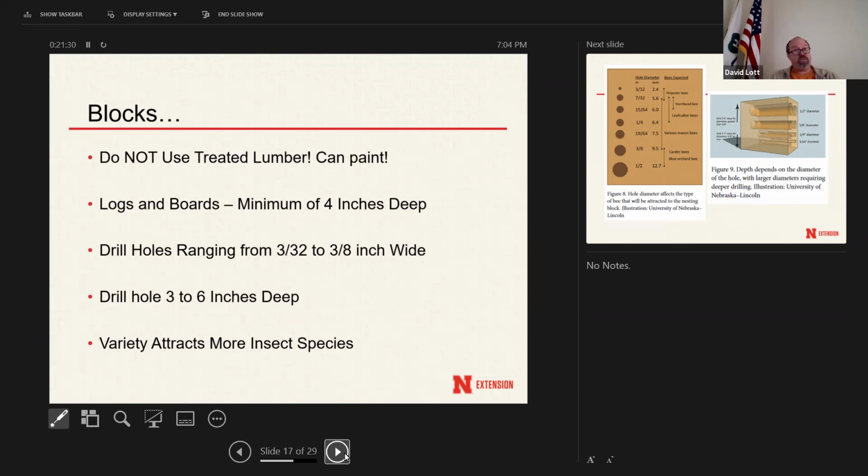And you vary the hole depth from 3 to 6 inches deep. So preferably, we would like to go 6 inches. So you would have some 3-inch deep cells and some 6-inch deep cells. And the more variety that you have in your blocks and in your bundles and in your screened in area for your material, the more variety of insect species that will be attracted to come in.